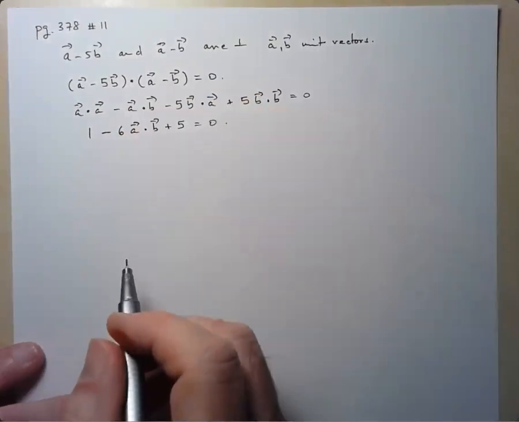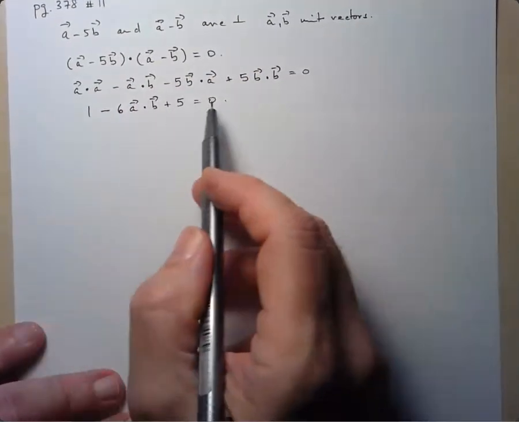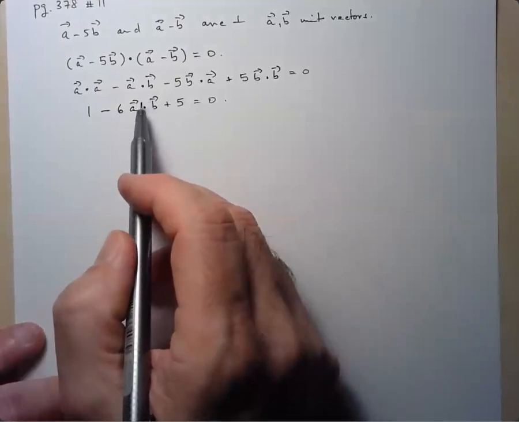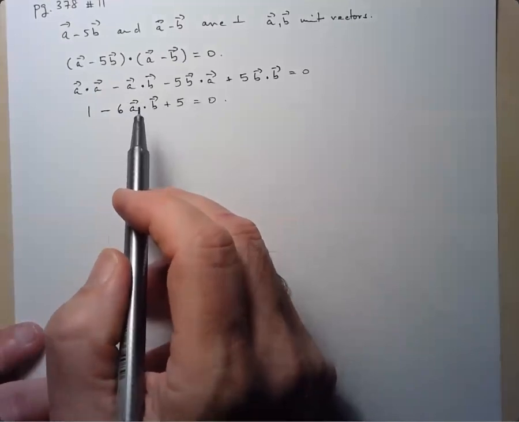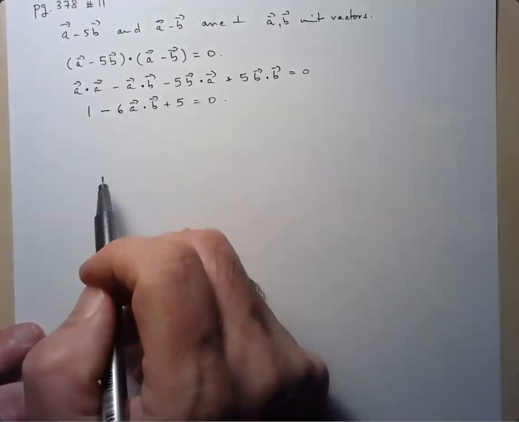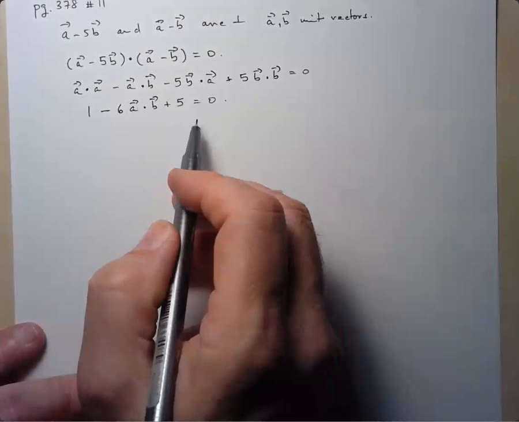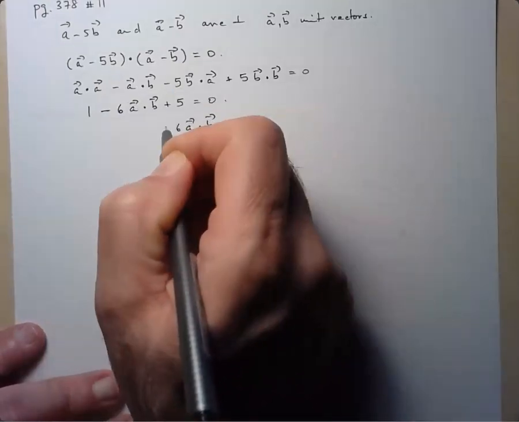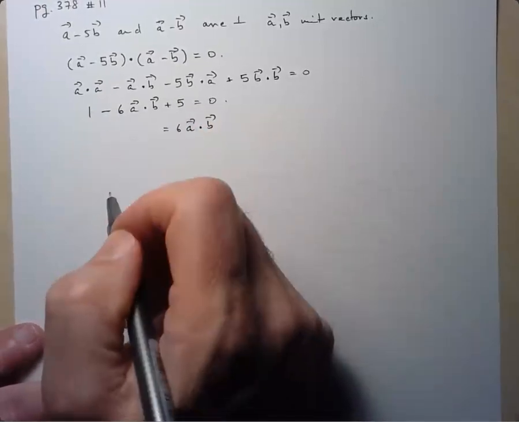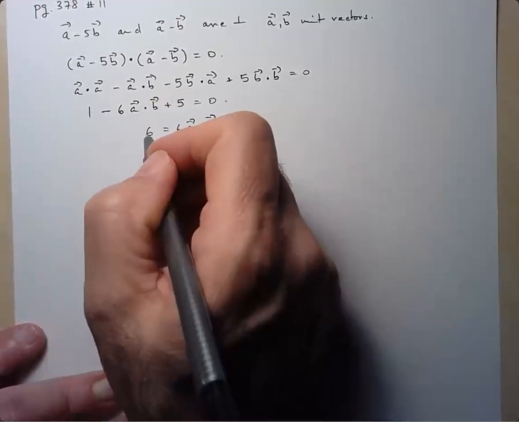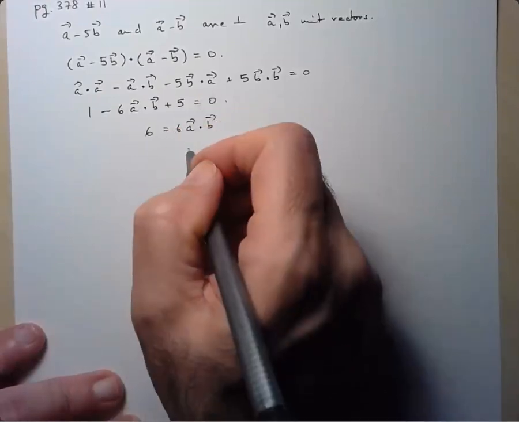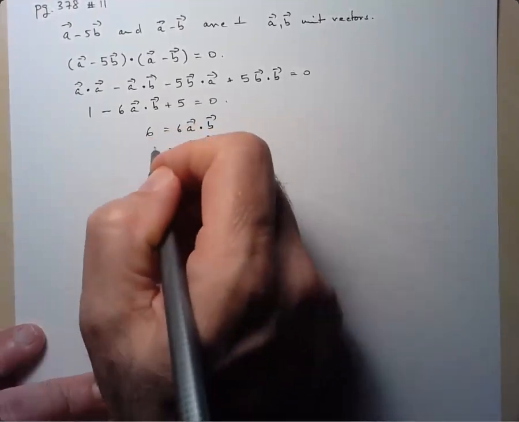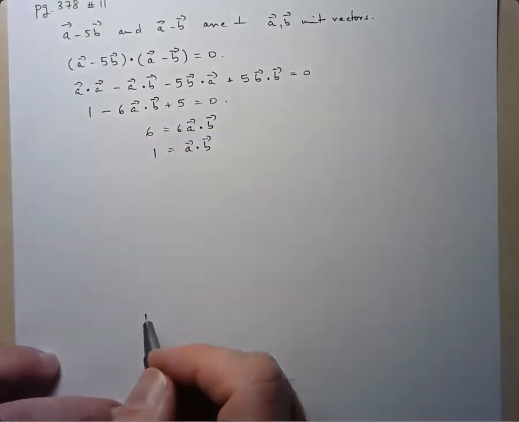And look, we end up with an equation where the only thing that's unknown is A dot B, but that's really good because that's exactly the thing we're looking for. Okay, so if we bring that to the other side, we get 6A dot B is equal to, well, 1 plus 5 is 6. Okay, and lo and behold, A dot B, I can now solve for, divide both sides by 6, is equal to 1.